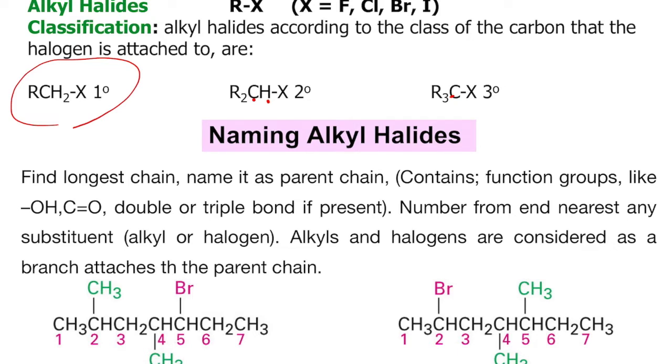The nomenclature of alkyl halides is exactly similar to the nomenclature of the other classes of organic chemistry, like alkenes, alkynes, and the others. We take the longest chain as the parent chain, and the branches, the heavier side, we order alphabetically. It is D, this is B.